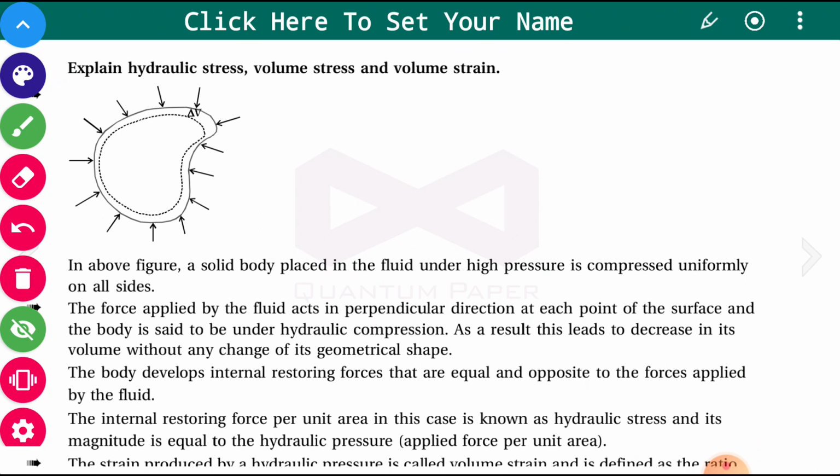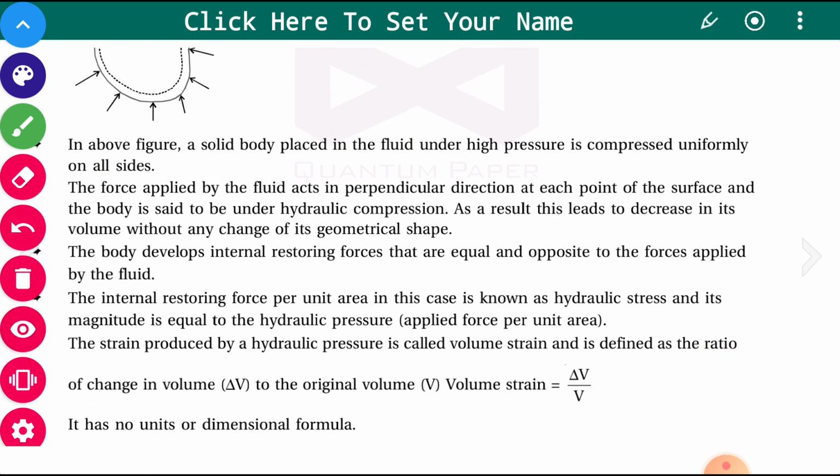The force applied by the fluid acts in a perpendicular direction at each and every point on the surface, and the body is said to be under hydraulic compression. Each and every point experiences a force which is locally perpendicular, and because of this the body has hydraulic compression. As a result, its volume decreases without any change in the geometric shape. Generally we say volume remains constant, but here volume is reduced, or we can say it is changed.